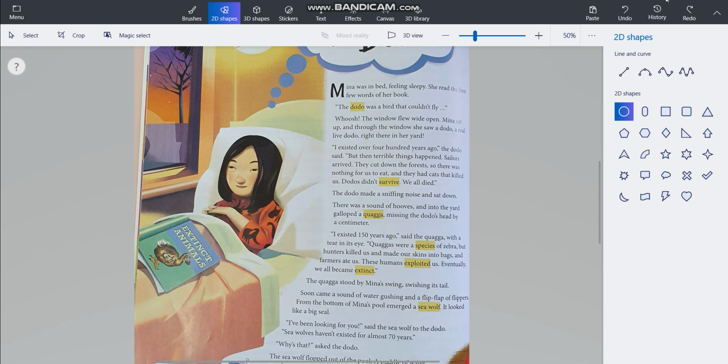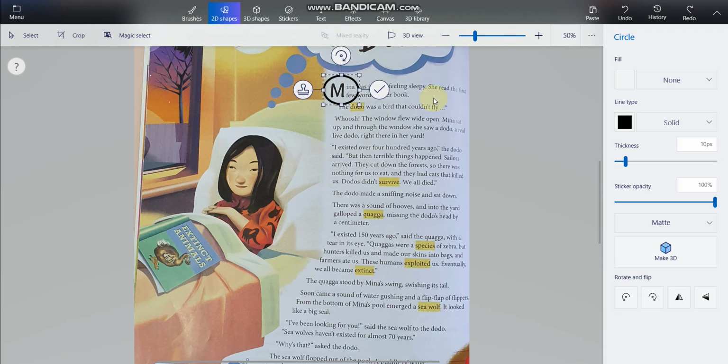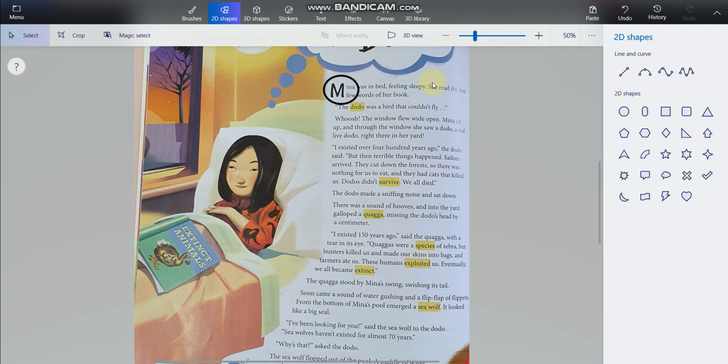So let's go back to our first story that we have had, Dreaming of Dodos, and think, what point of view did the author use over here? In order to know, you have to hunt for some clues. So let's see over here. The writer started with the name Mina. Over here, the narrator as well used the pronoun she.